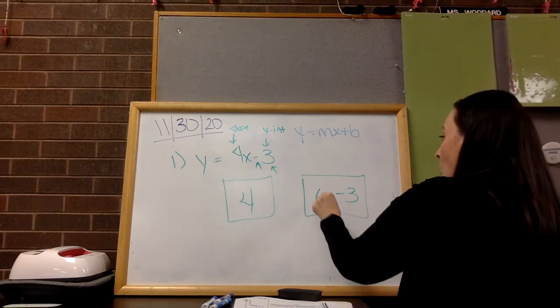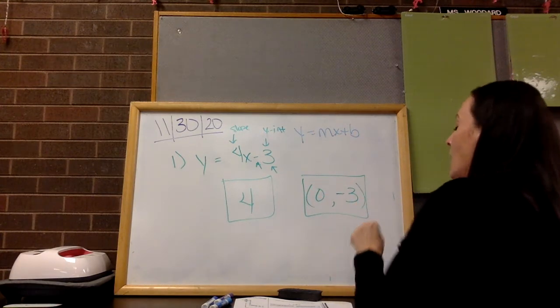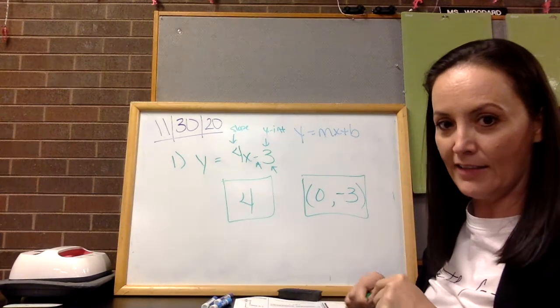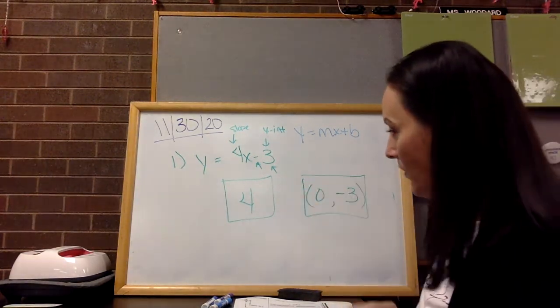That's going to be my y-coordinate. This is the x-coordinate. When x is 0, what is y? Where does it cross the y-axis? It crosses the y-axis at negative 3.